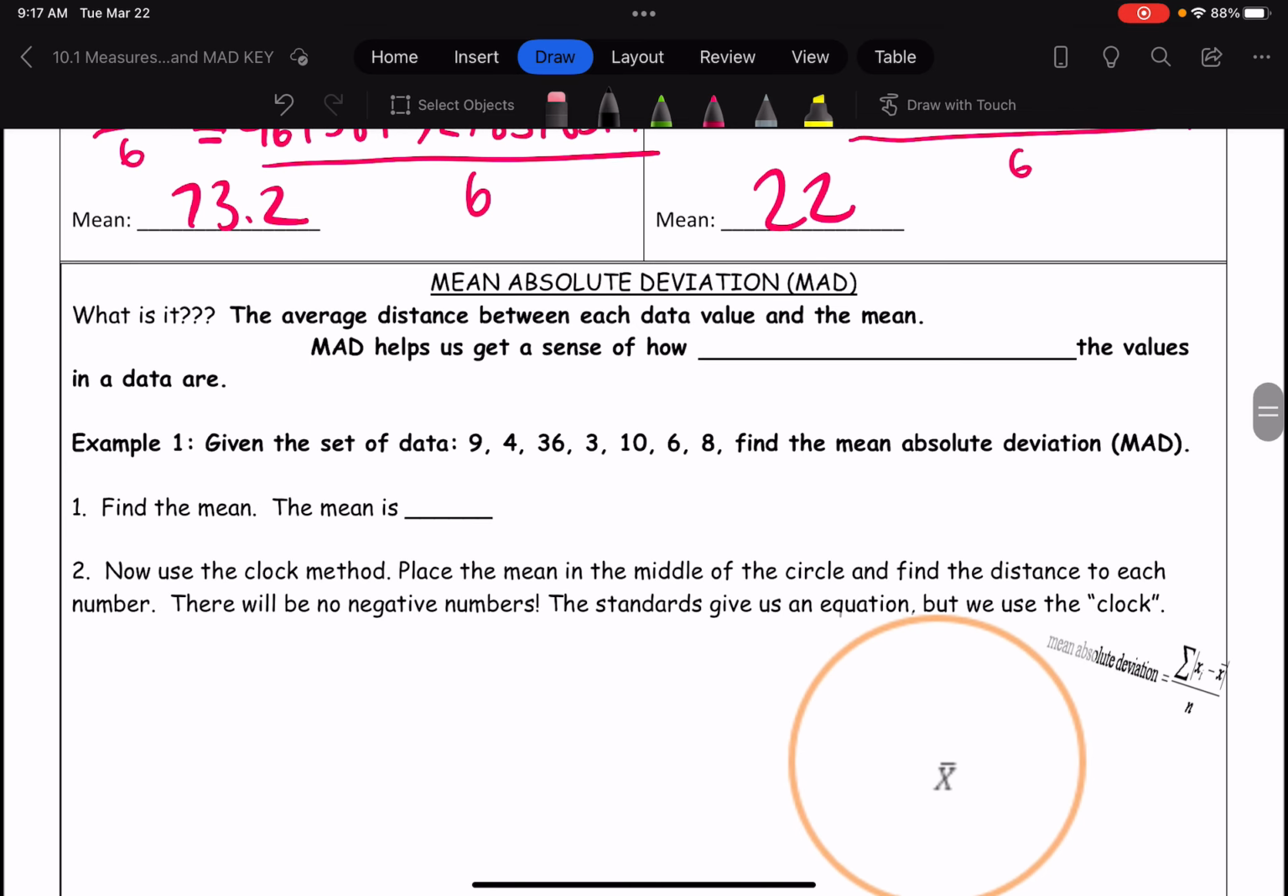All right, so let's move on to a little bit newer concept, and that is our mean absolute deviation. So what is it? Our mean absolute deviation is the average distance between each data value and the mean. So the MAD helps us get a sense of how close the values in data are.